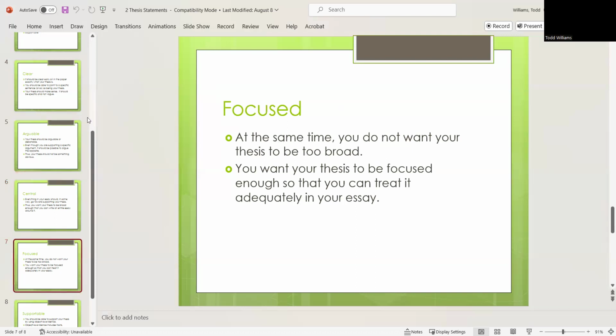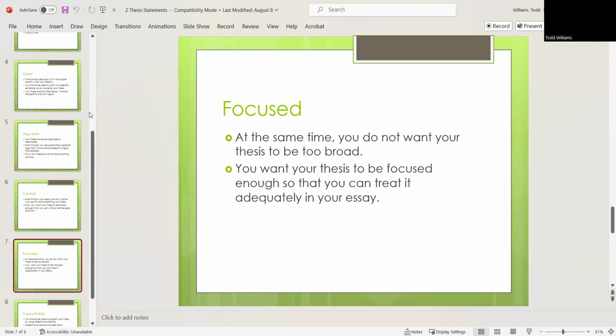On the other hand, you want it to be focused. You don't want it to be too broad, focused enough that you can treat it adequately in your essay. Now, it depends, different lengths of essays may require different types of thesis statements. Generally speaking, it's better to be more focused than broad, I would say.